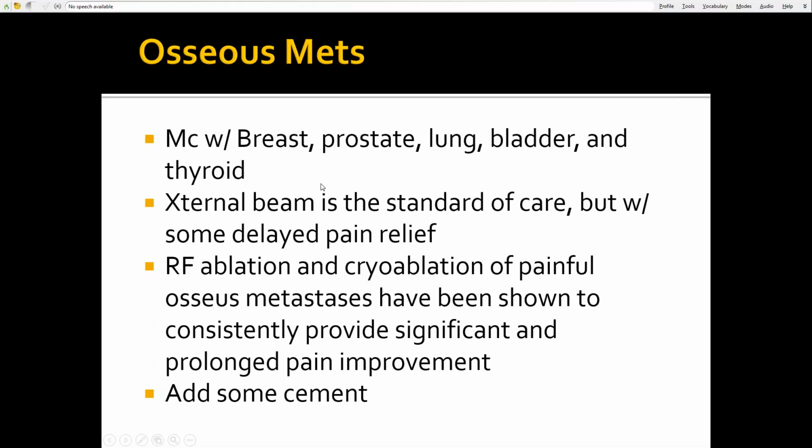Anyway, osseous metastatic disease is another thing that you treat. Again, you can RF ablate it. Around the pelvis is a great place to treat because patients are uncomfortable, they can't sit down. Sometimes you can treat spinal lesions. You can add some cement as needed.